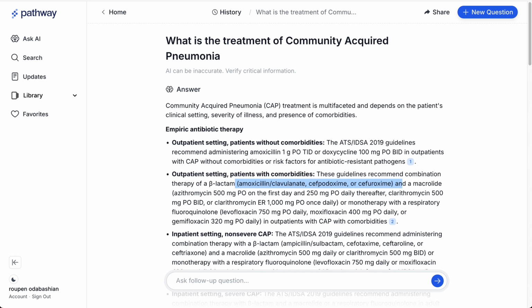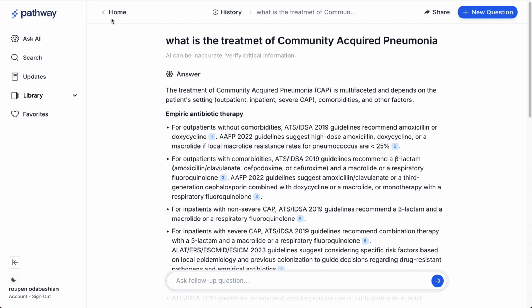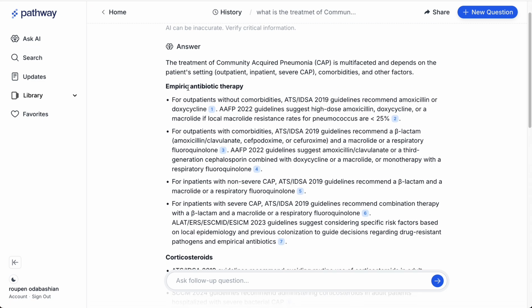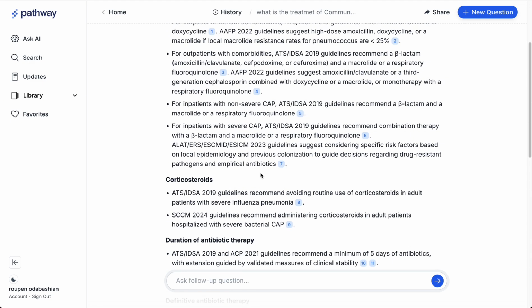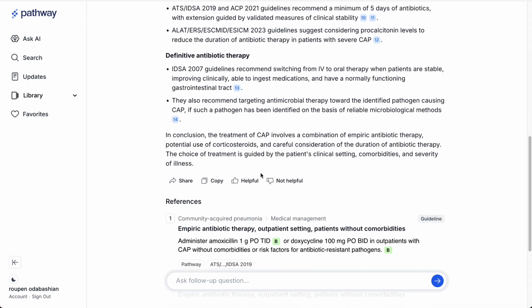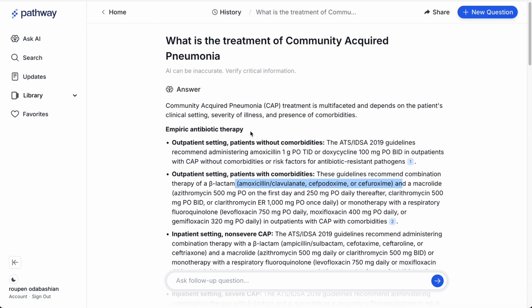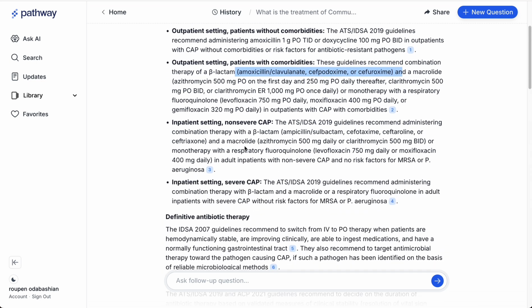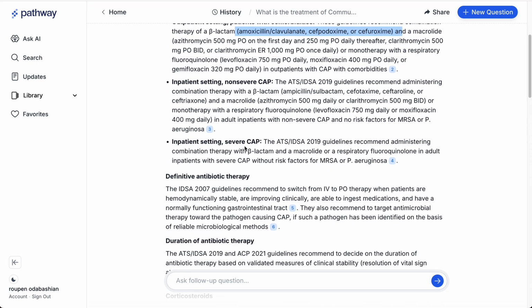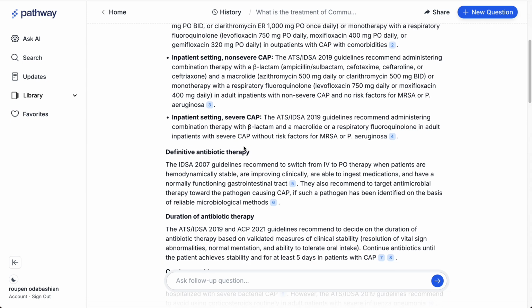And the other one, so here I already asked this question in another tab. I just clicked on it, and as you can see, there is consistency. So I asked the same question twice. There is consistency. So empiric antibiotic therapy for outpatient, comorbidities, inpatient severe, corticosteroids, duration of antibiotics, and here if I see empiric antibiotic therapy, maybe it bolded it a bit, but in general there is consistency. So I would say the answer is consistent and the answer is comprehensive. I can't judge the accuracy.